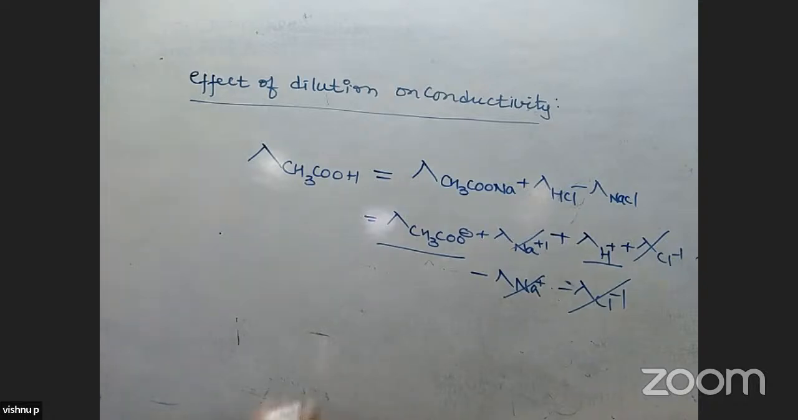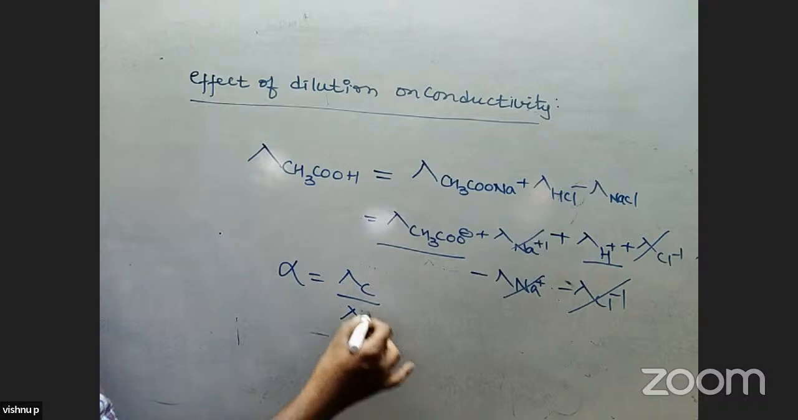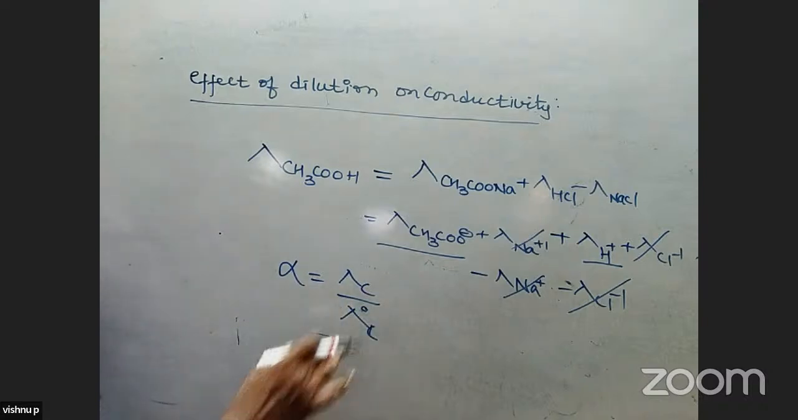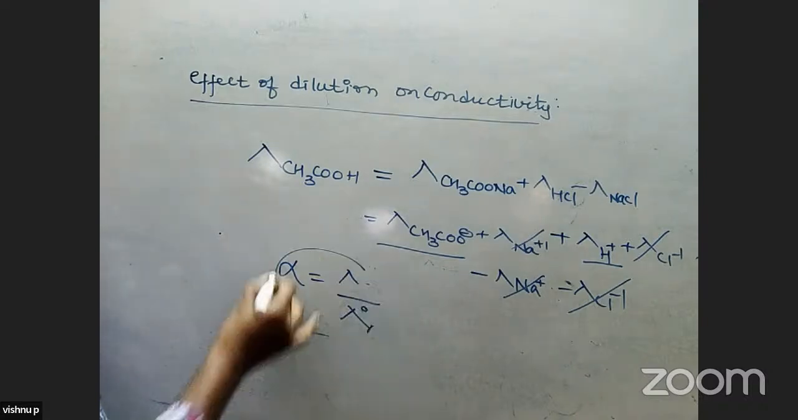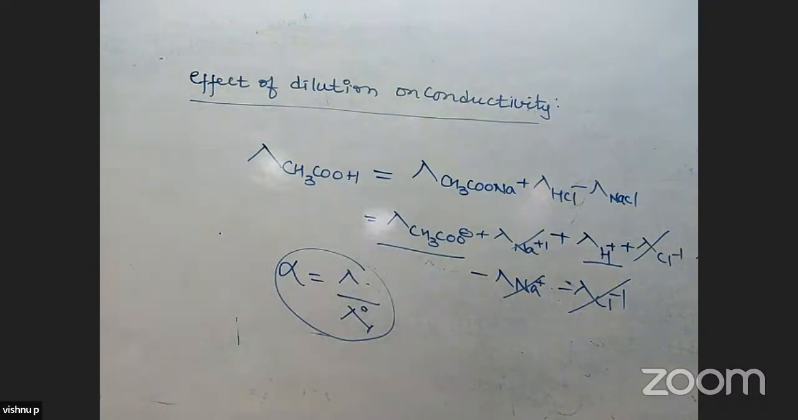And also we can find out the alpha value. Alpha, the degree of dissociation, is the conductivity at that concentration divided by the conductivity at infinite dilution. Also we can calculate this from Kohlrausch law.